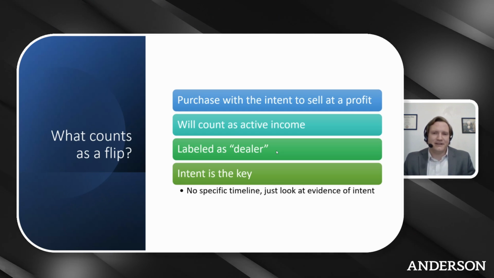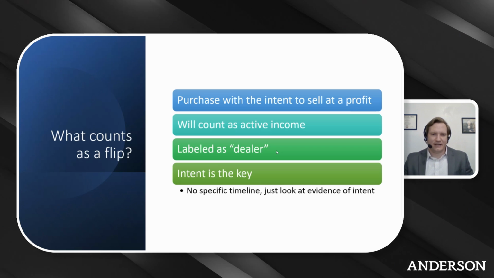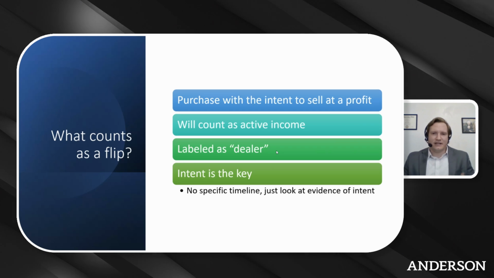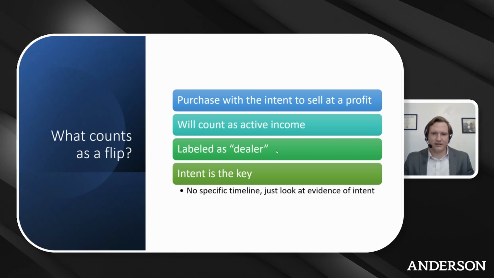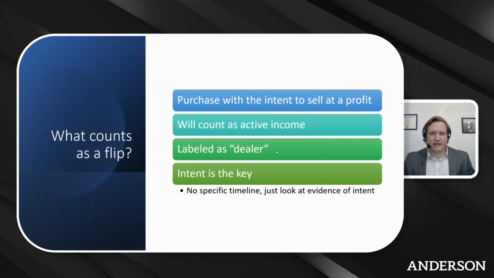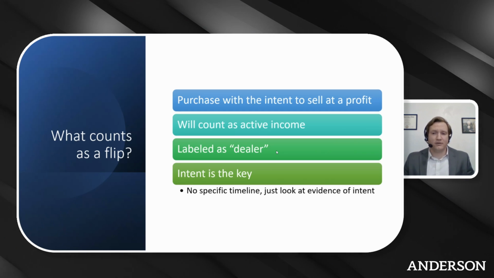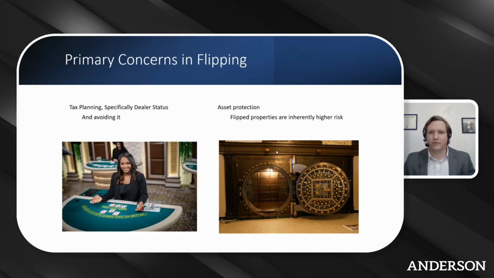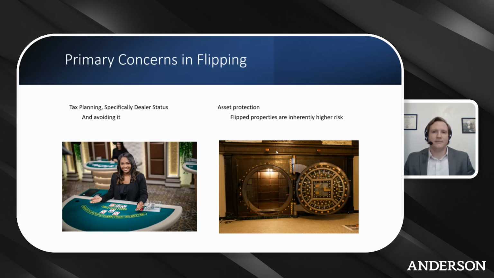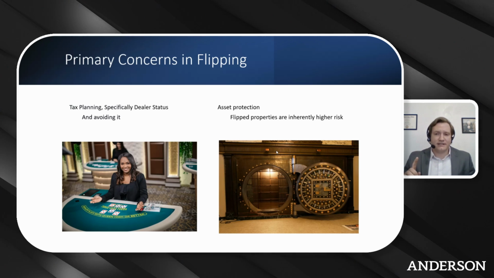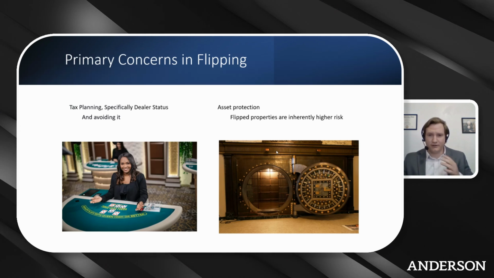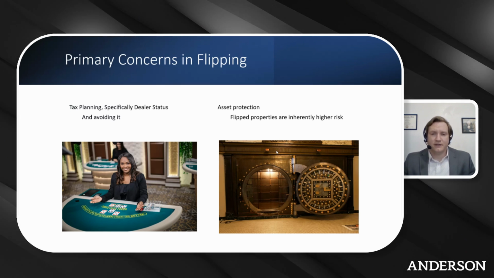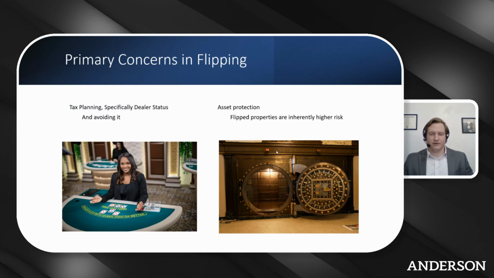So that's what I mean with intent: you buy a property with the intent to sell. And the key, when you have the intent to sell, is that it classifies this as active or earned income and is treated a little differently. And then the other key is that if you do this in your personal name, the IRS will consider you a dealer. And we'll go over what that means here in just a second. But these are going to be our two primary concerns that we look at when we're talking about flipping properties. The first is that dealer status. It's actually a negative. We want to make sure we avoid it. Our real estate investors, we want to make sure we're avoiding that status, being labeled as a dealer. And then the second is we really want to consider asset protection when we're flipping.